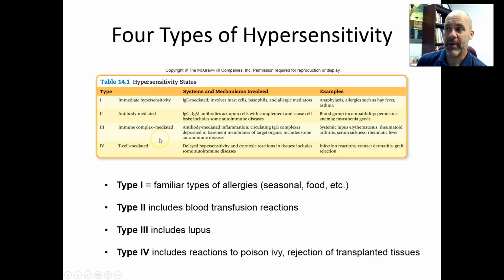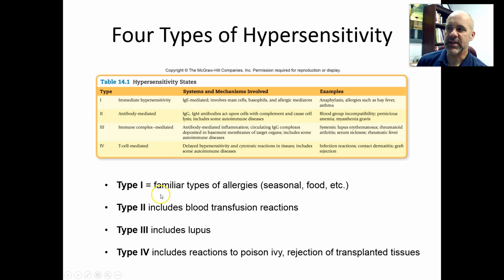And then finally type 4, so you know, these other 3 types are really antibody or triggered by antibody problems. This is a T cell problem. So you have cytotoxic T cells that wind up attacking something inappropriately or at too high of a level, and that causes problems for you.